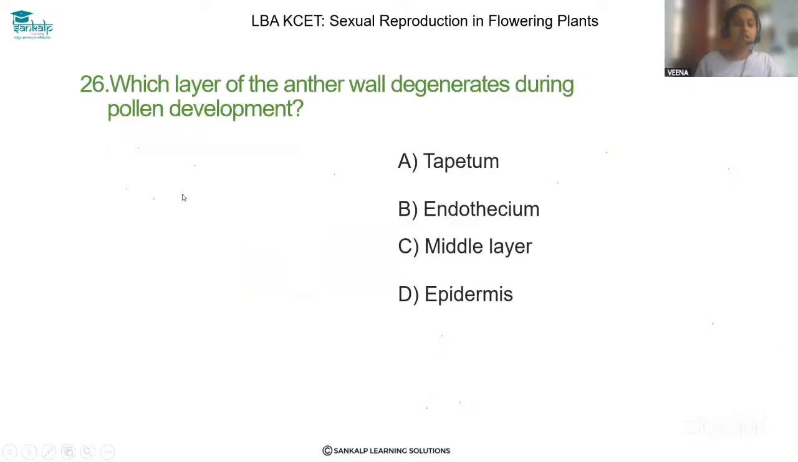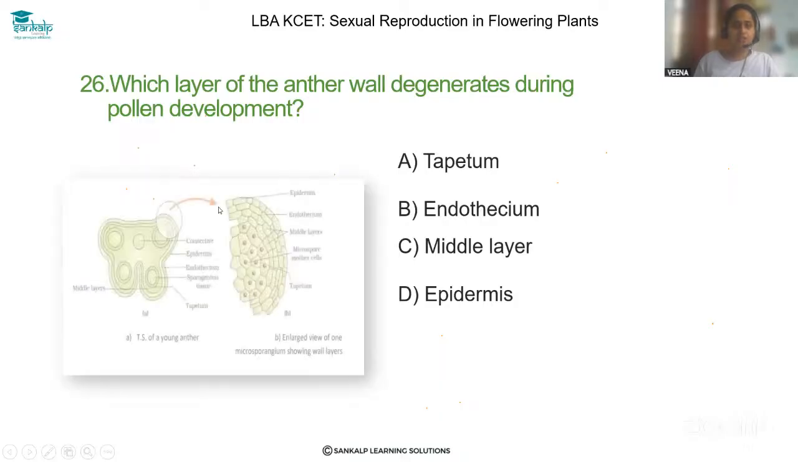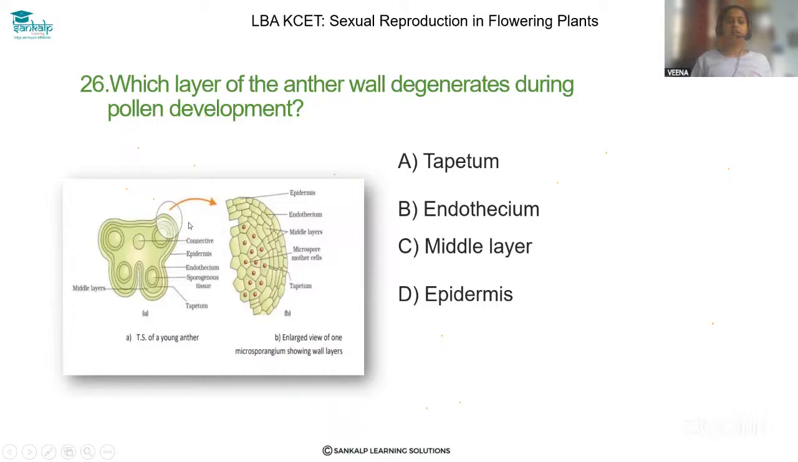Let's solve the 26th question. Which layer of the anther wall degenerates during the pollen development? Dear children, just observe the structure here. Already you know that there are 4 different layers present in the wall of the anther, that is epidermis, endothecium, tapetum and middle layer. So in these layers, which anther wall layer degenerates during the pollen development?